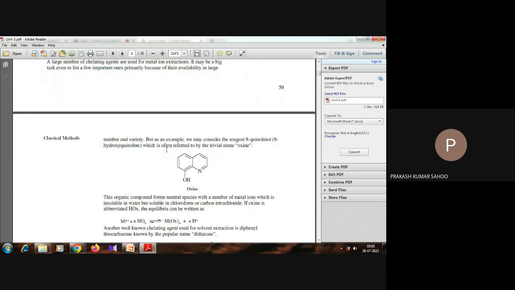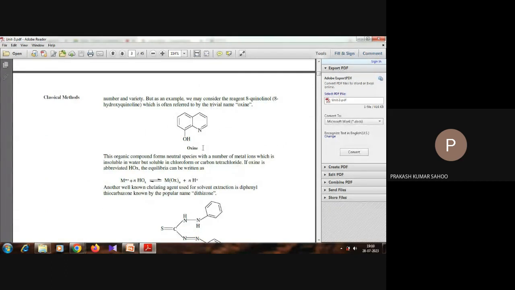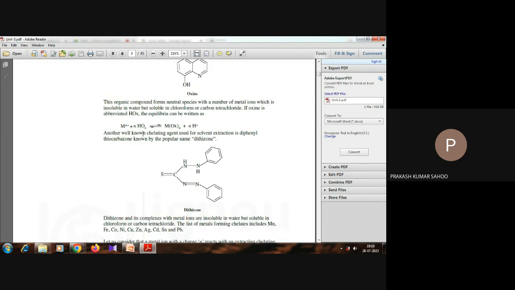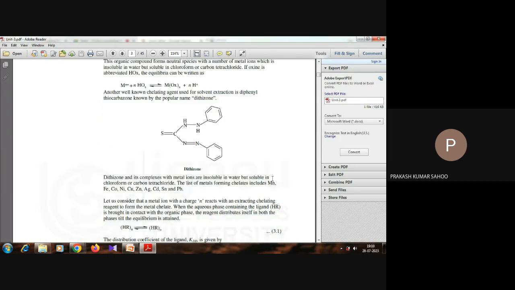Then first one, the chelate ring is just like this. Oxine. This is an organic ligand, its common name is oxine, but its IUPAC name is 8-quinolinol, that is 8-hydroxyquinoline. So here what happened? The metal ion reacts with the hydroxyquinoline or oxine to form a complex ion like this, and liberation of H plus ion.